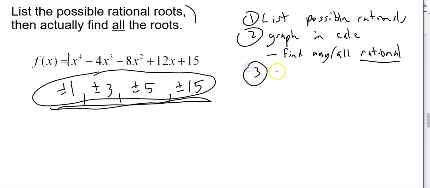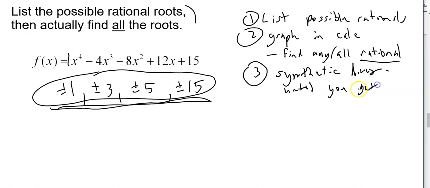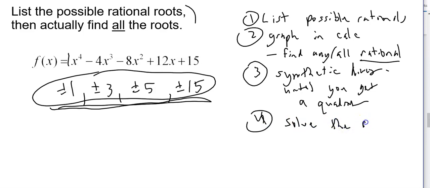Step 3 would be to synthetically divide out, synthetic division, until you get a quadratic. And step 4 would be solve the quadratic. Usually that could involve factoring, but most likely it's going to be quadratic formula, or just set it equal to 0 and solve. So solve the quadratic. Again, quadratic formula is what I might expect.